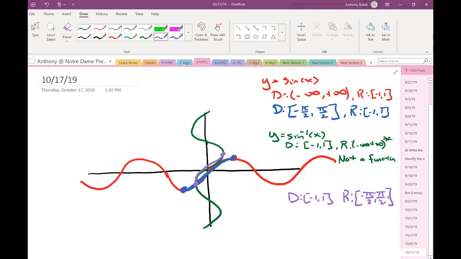Now, is there anything magic about the way we've made this restriction? Could we have done a different set of points to make our restricted domain? Yeah. We've really only chosen this part of the sine function to restrict our domain to by convention. So this is the same restriction that your calculator has programmed into it. So the reason we need to do this domain restriction is so when we have this inverse function, it's actually a function. Okay?